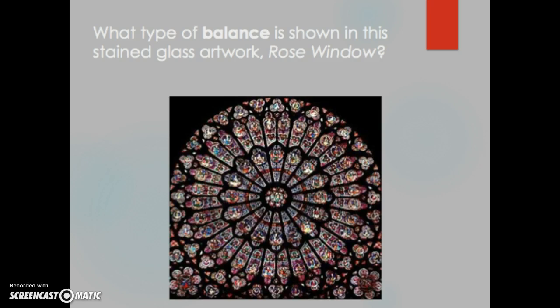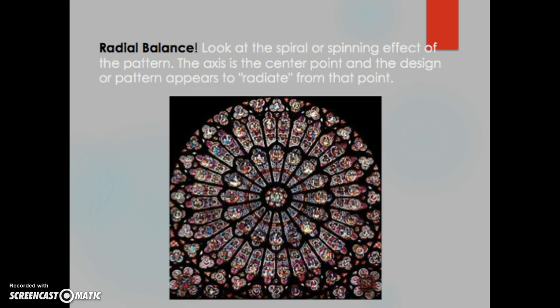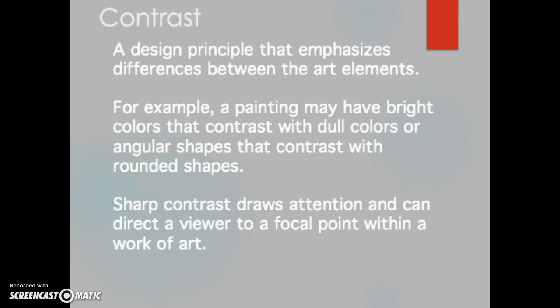Okay, this should be a very easy one for you. What type of balance is shown in this stained glass artwork, the rose window from Notre Dame in Paris? If you said radial, you're right. Anytime there's a circle or circular shape, it's going to be radial balance. Okay? Let's take a look at this second principle of design, contrast.